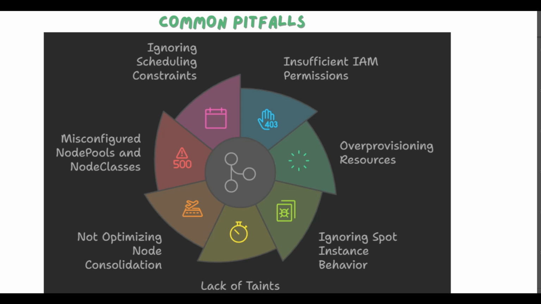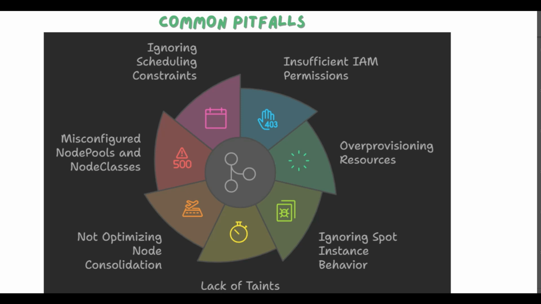Number six, misconfigured node pools and node classes. Improperly configured node pools and node classes can result in nodes that don't meet workload requirements or that are too expensive. For example, using large instance types unnecessarily or missing the zone constraints can cause inefficiencies. Define clear constraints such as zones, instance types, and networking configuration to match your workload needs.